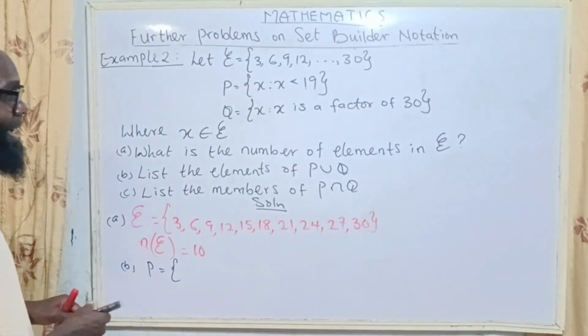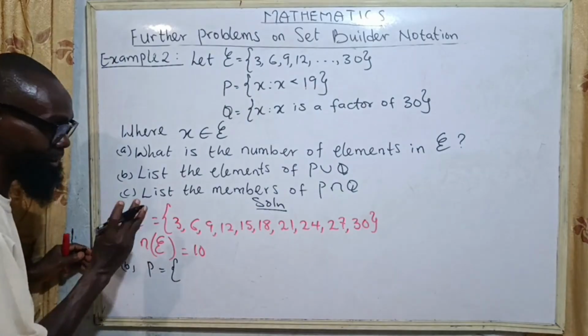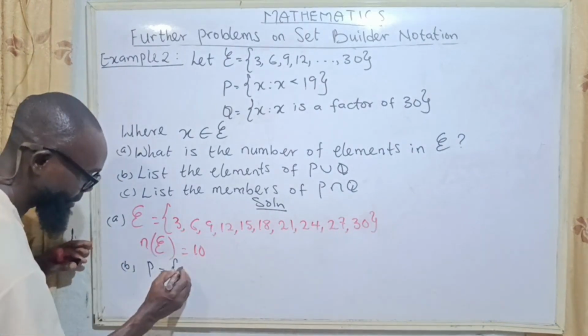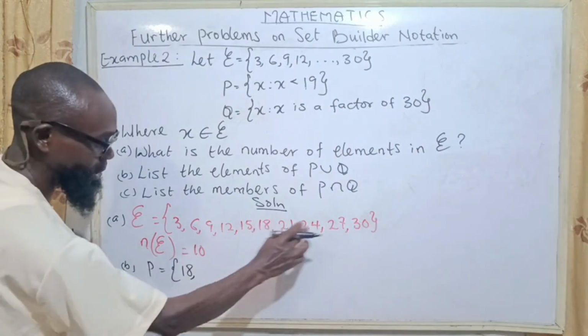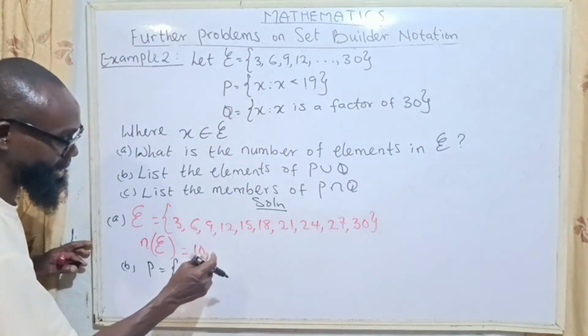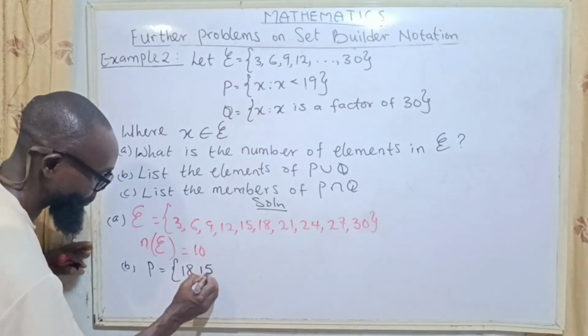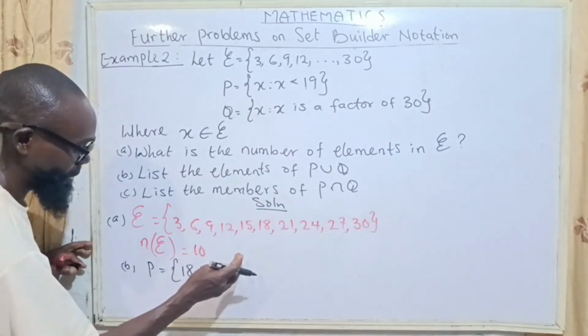Now let's list the numbers less than 19. 18 is the first one. Do we have 18 here? Yes. 18 is the first one less than 19. Then 17. No 17 here. 16. Do we have 16? No. Do we have 15? Yes. 15. No 14. 13.